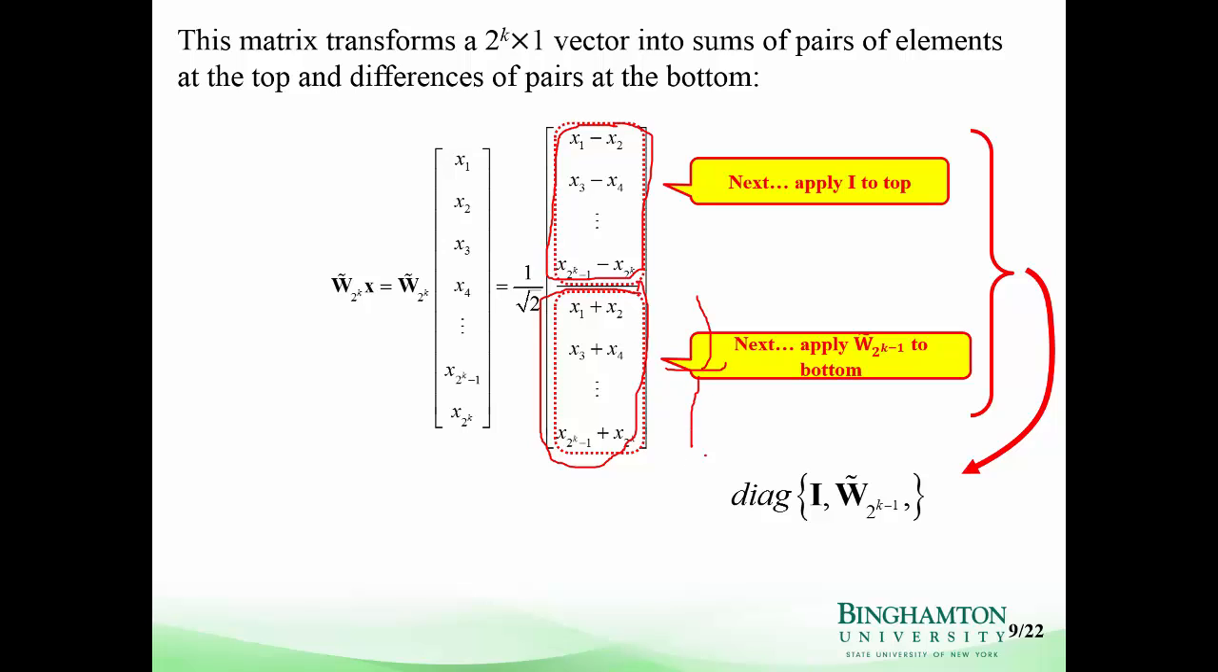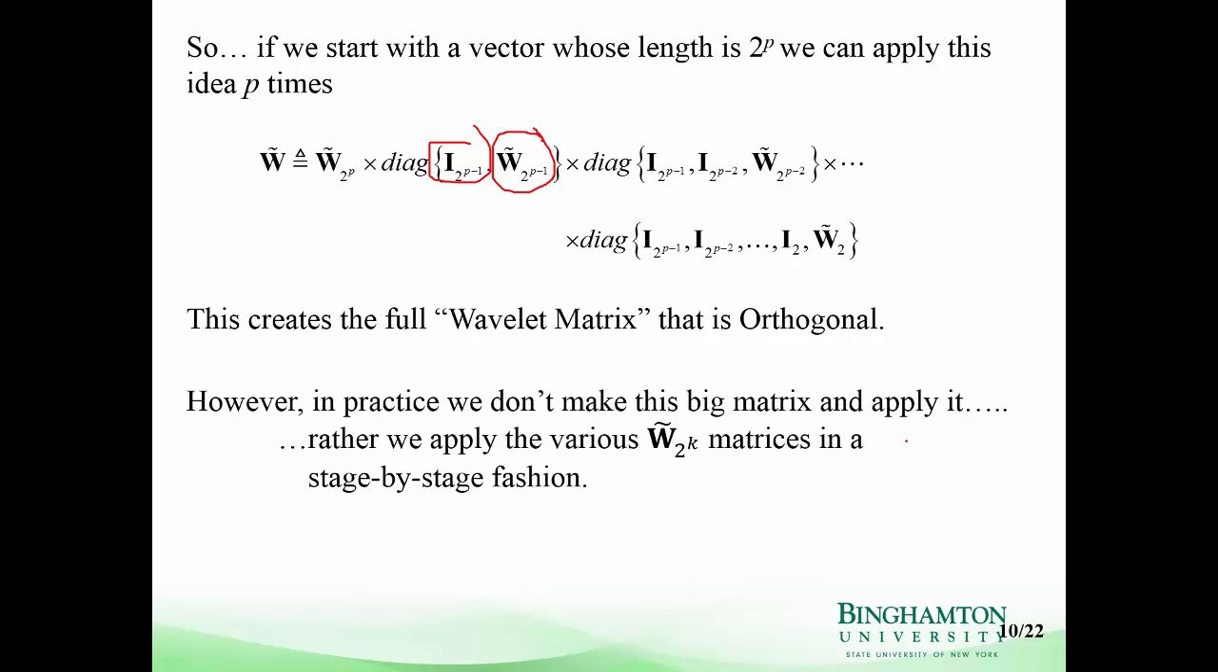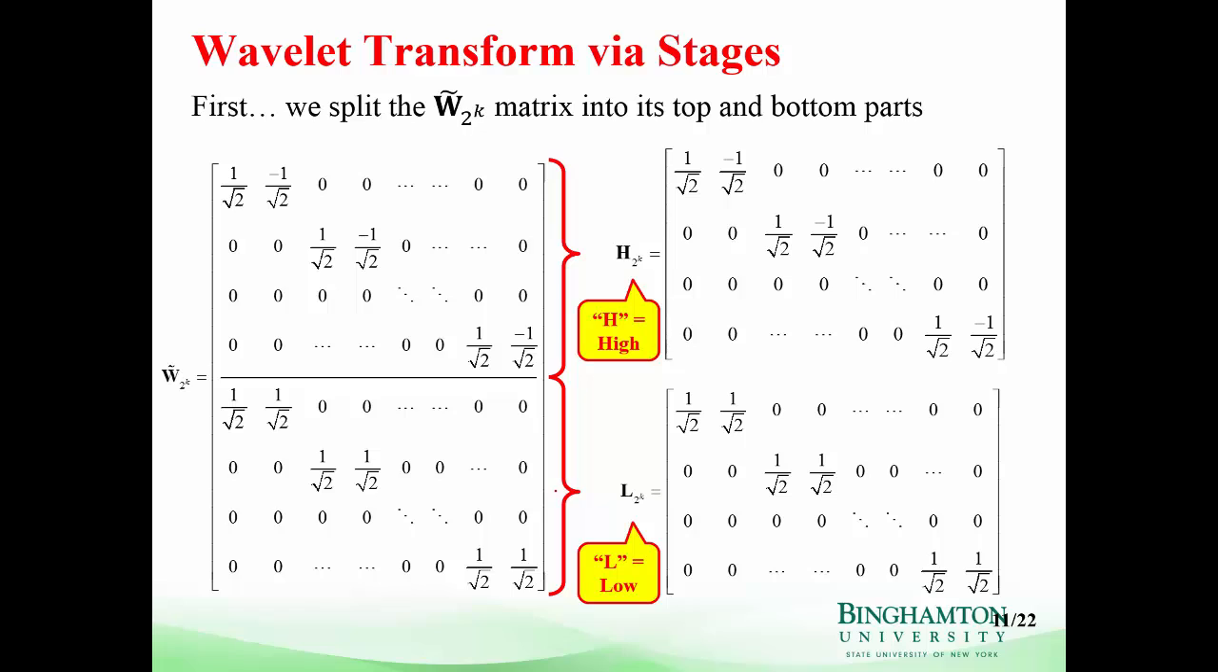The bottom half will apply the next half-size W tilde to it, and the top half of that is kept, and the bottom half is processed further, and so on and so on. And so that's what we're going to do. We're going to apply these things stage by stage to make this happen. So let's just put some names on things.